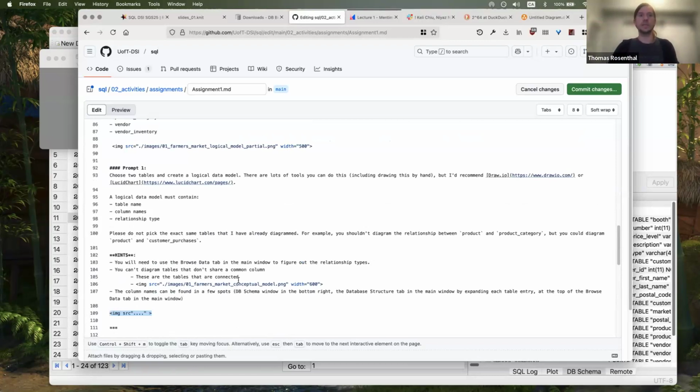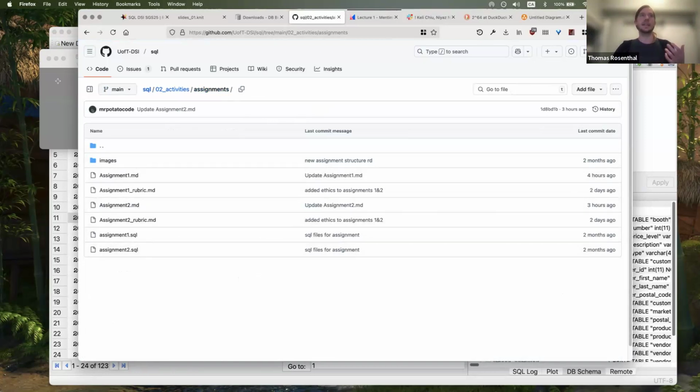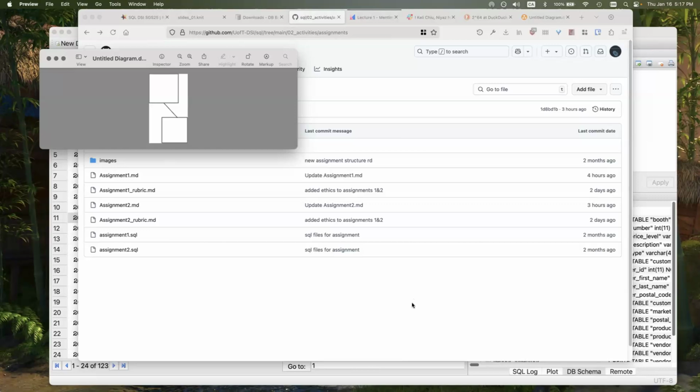But the learning support will be nice and flexible, so long as somewhere in your assignments folder there is a diagram that articulates your assignment 1. Please don't call it untitled. Let's talk about submissions just for a second too.